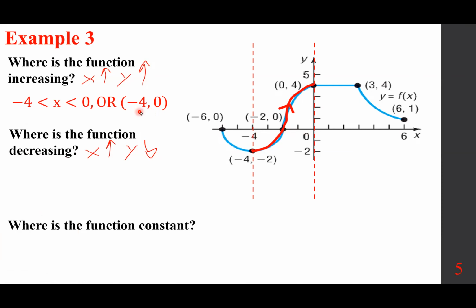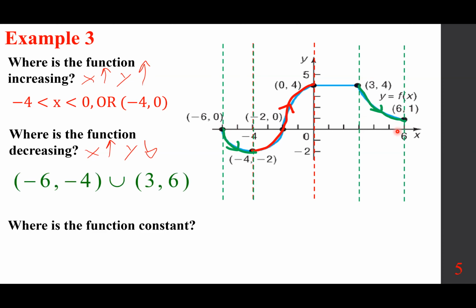Where is the function decreasing? You can see it in this area, also in this area. And so we put this one and this one together with the union. This goes from -6 to -4. This goes from 3 to 6. And we put a union in between.